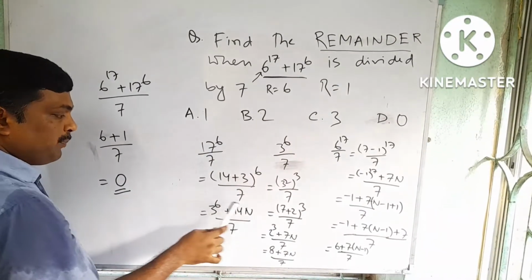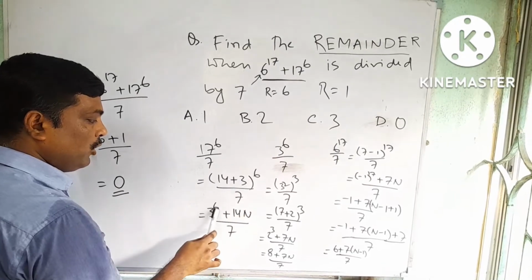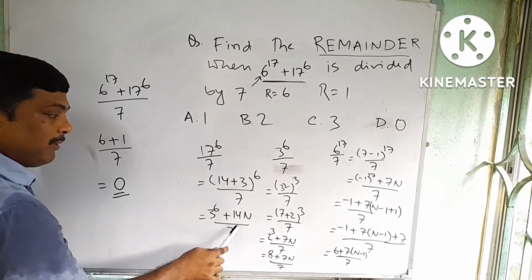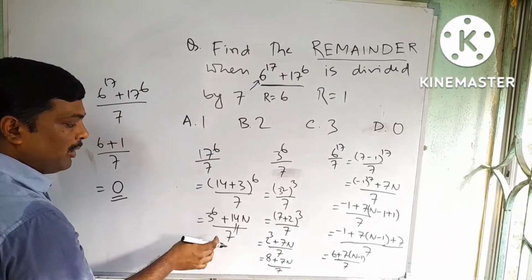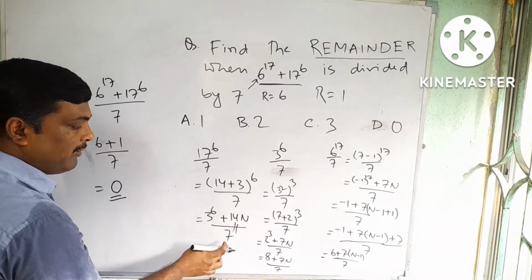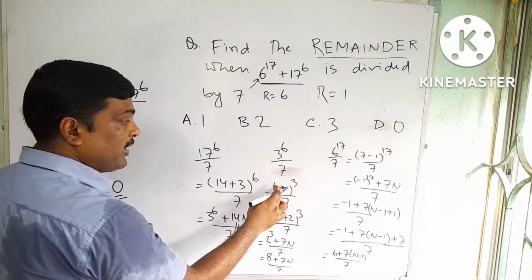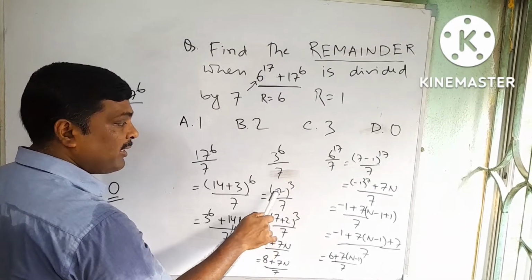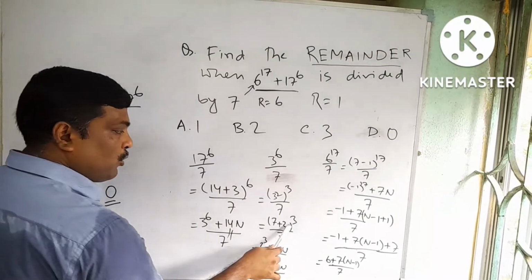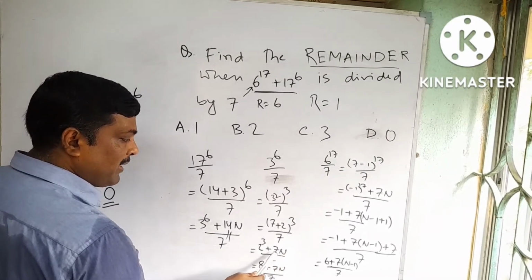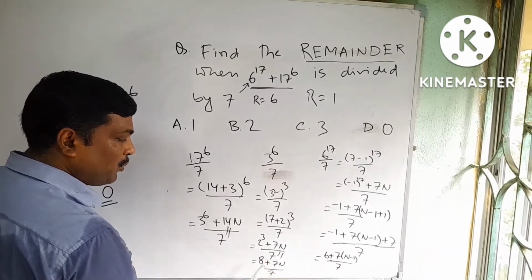In that case, 17 can be written as 14 plus 3, to the power 6. So it is 3 to the power 6 plus 14n, divided by 7. 14n divided by 7 is divisible, so we have to find the remainder when 3 to the power 6 is divided by 7. 3 to the power 6 can be written as 3 square to the power 3. 3 square is 9, that is 7 plus 2 cube, divided by 7. This can be written as 2 cube plus 7n divided by 7, and this portion is divisible.